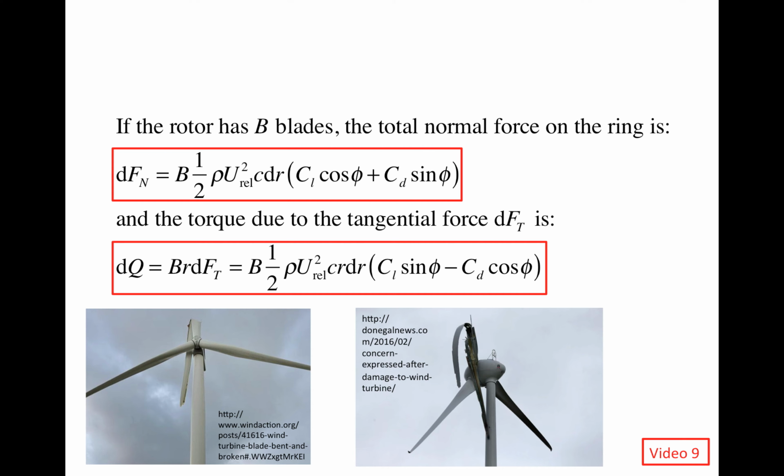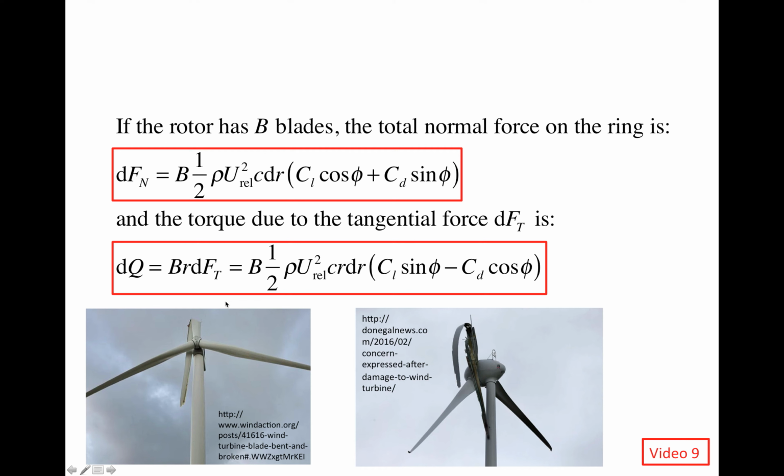This kind of uneven distribution of the normal force along the blade can cause very damaging blade bending in the direction of the wind. And this is the picture. The blade actually bends backwards. This is caused by the uneven distribution of the normal force along the blade. Close to the tip, the normal force is bigger. Close to the base, the normal force is smaller. If the wind speed is large enough, it's going to bend the blades backward.